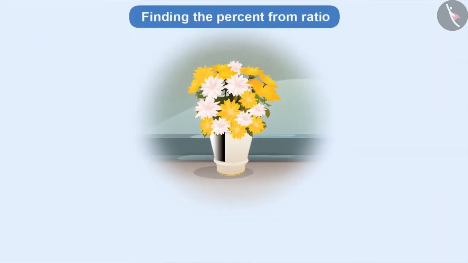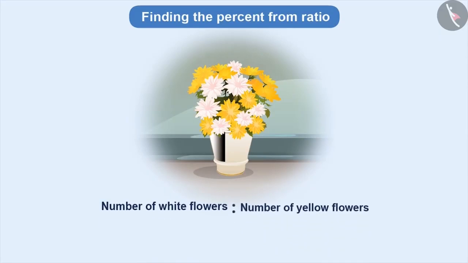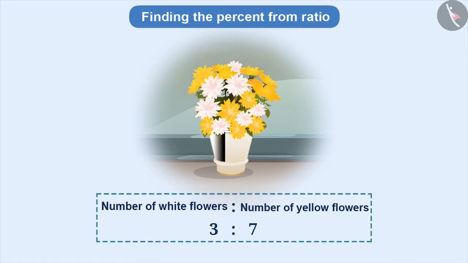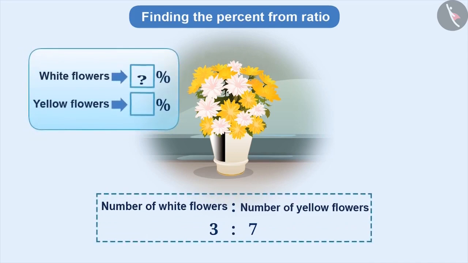Let us suppose a flower pot has some white flowers and some yellow flowers. The ratio of white flowers to yellow flowers is 3:7. Just think, on the basis of the ratio, can we find the percent of white flowers and yellow flowers? Think for a while. Let me tell you.